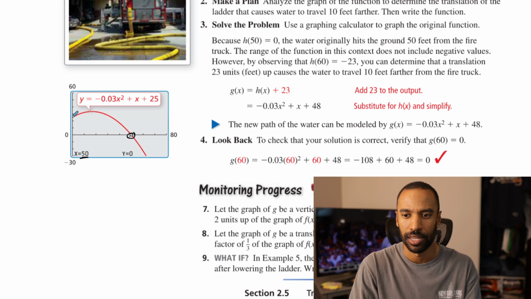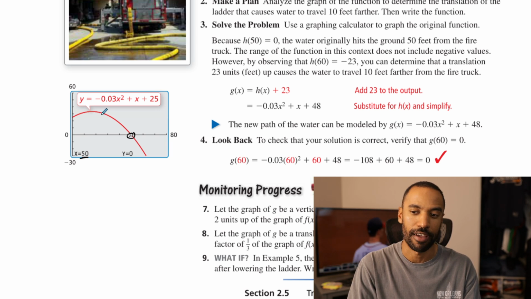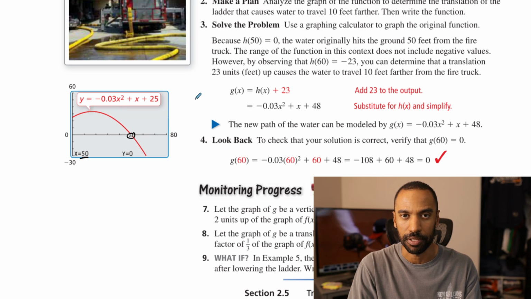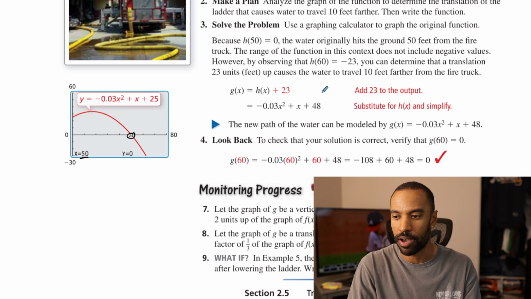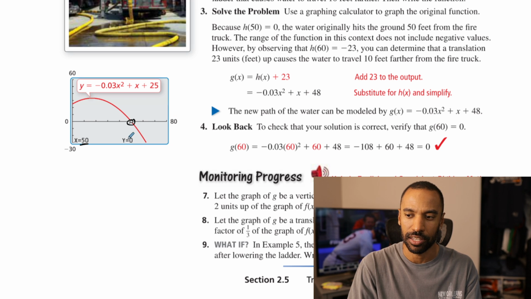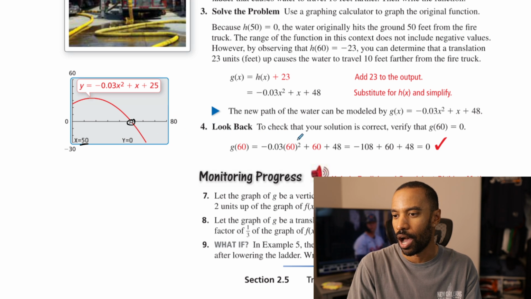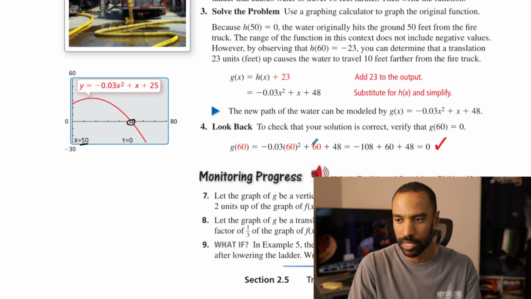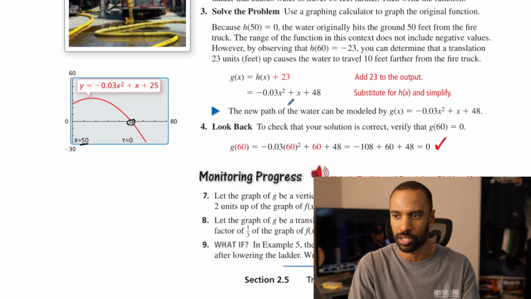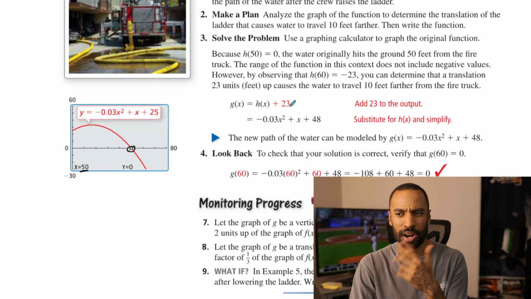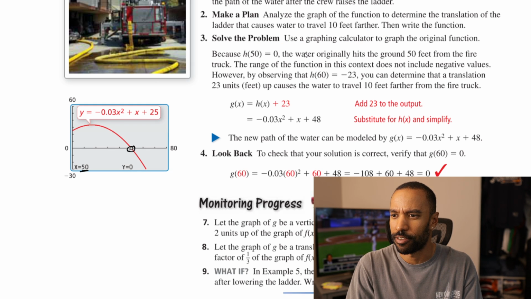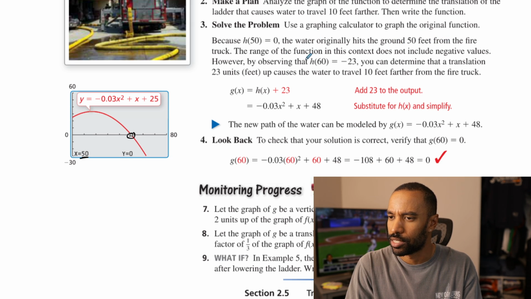from the fire truck. Now, they're going to raise the ladder, and eventually it's going to hit 10 feet farther. What's 10 feet farther than 50 feet? 60 feet. So we're going to have to change this function so that when we plug in 60, we're getting a value of 0. I wonder how to say that. But using graphing calculator here, let's see.